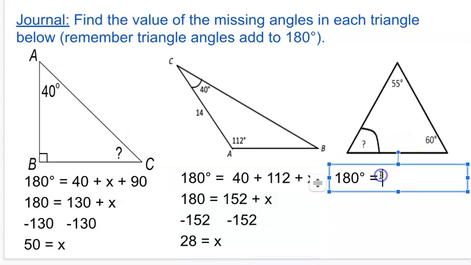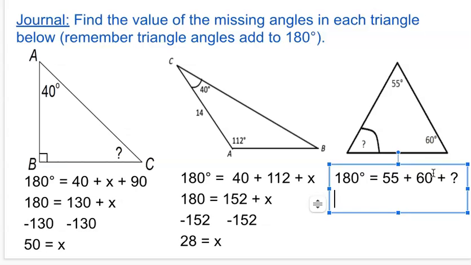Last but not least, on this side, we're going to go ahead and keep going. So 180 equals 55 plus 60 plus our question mark X, right? We could leave it as a question mark if that makes more sense to you. So 180 equals, we're going to do 55 plus 60 first, we always simplify. That's 115 plus the question mark.